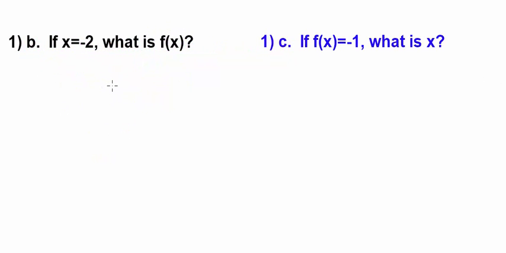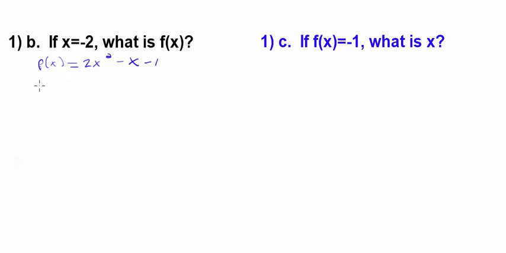So for 1b and 1c, we're going to continue using the same function that we just dealt with. And what I'm asking here is if the input value is negative 2, then what would the output value, or f of x, be? So again, it's worthwhile to write down our function. Our function was f of x is equal to 2x squared minus x minus 1. So from here, we go ahead and substitute negative 2 into our function for x.